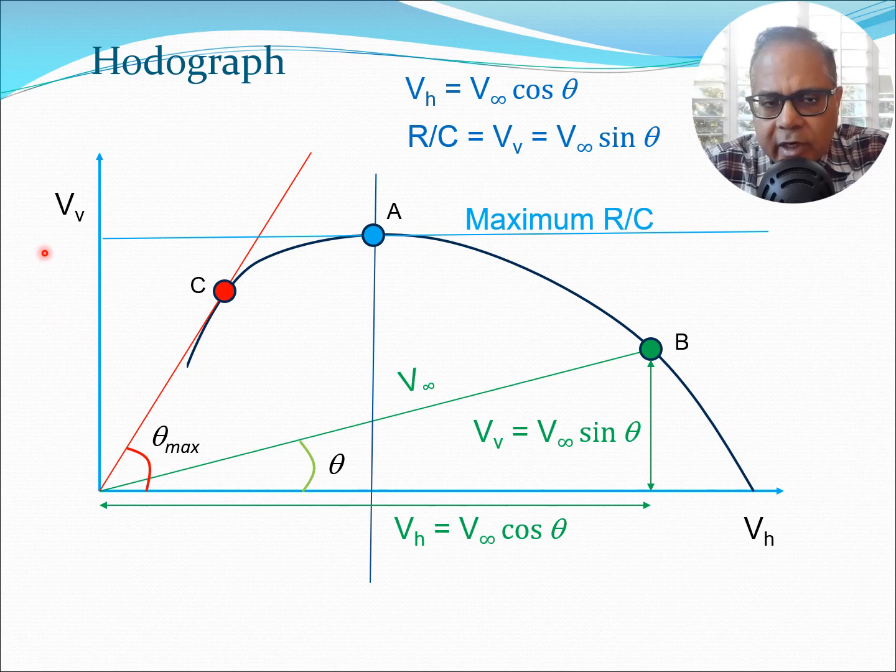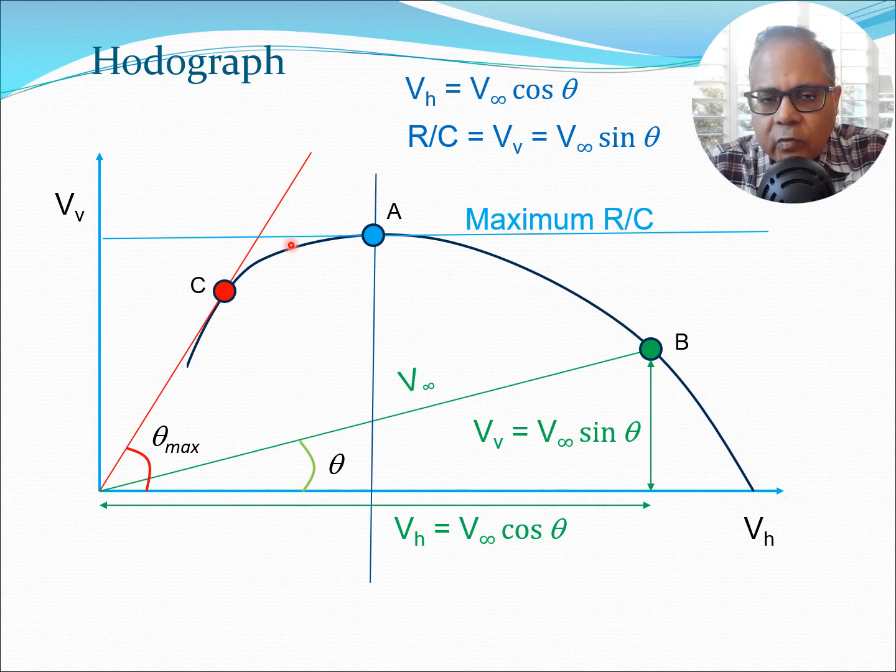So this is a graph between VH and VV. VH is on the x-axis and VV is on the y-axis. Now in the previous slide I defined VH as V infinity cos theta, the horizontal component of velocity, and VV as V infinity sine theta, which is also the rate of climb, and it's the vertical component of velocity.